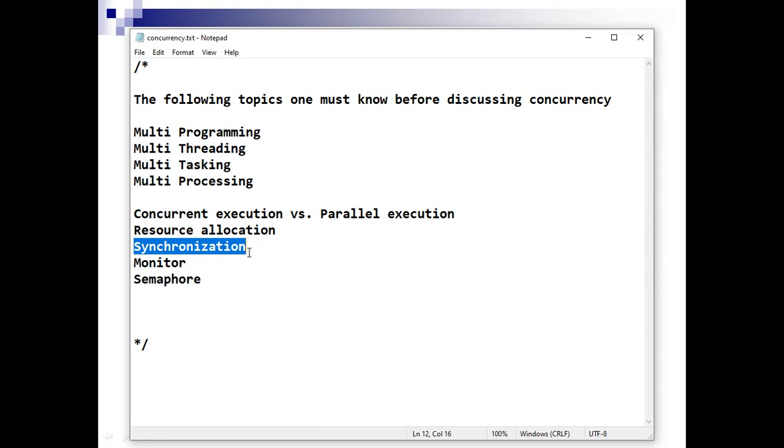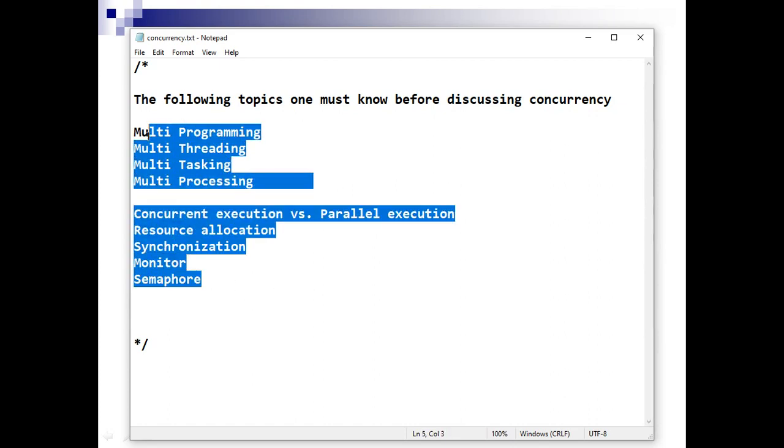So here the concurrent executions are going on. How is the synchronization maintained? And how do we maintain this synchronization when some shared variables or shared data are available? That deals with the monitors and semaphore concepts. So these are very important concepts that you must know before moving on to the in-depth discussion on concurrent programming.